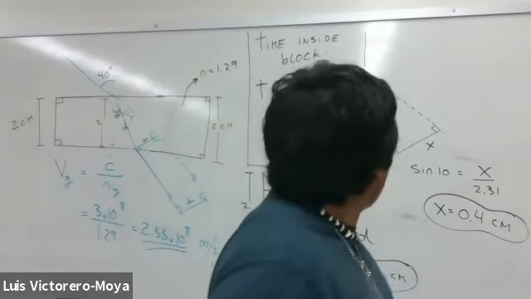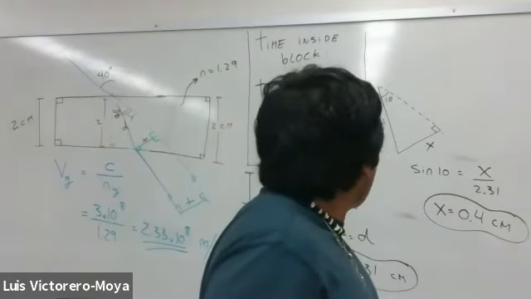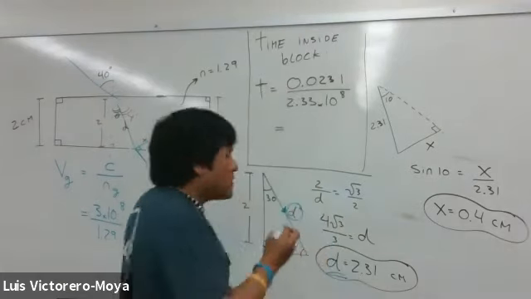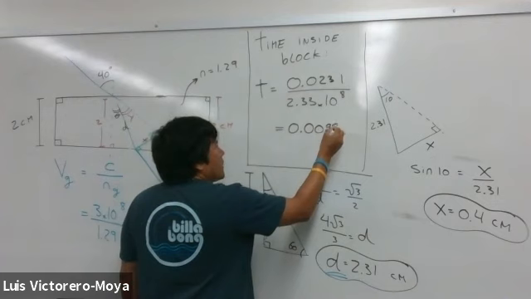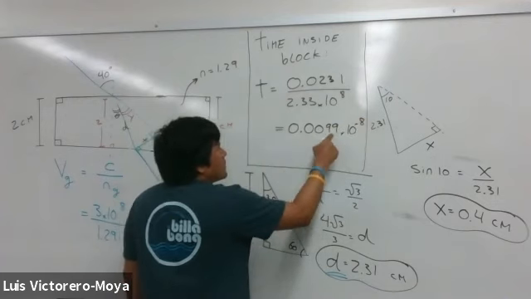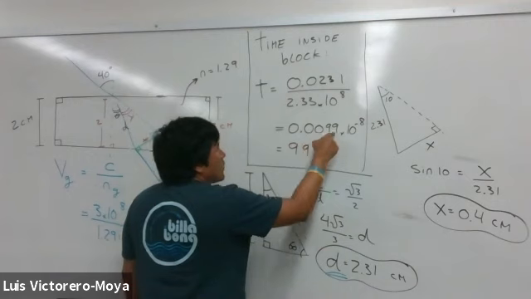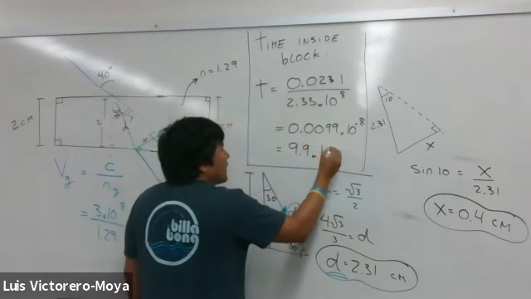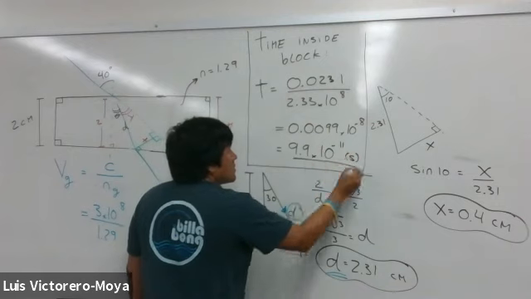0.0231 divided by 2.33. So I get this 0.0099 times 10 to a negative 8. If I multiply this by 3, so I get 9.9123 times 10 to a negative 11 seconds.